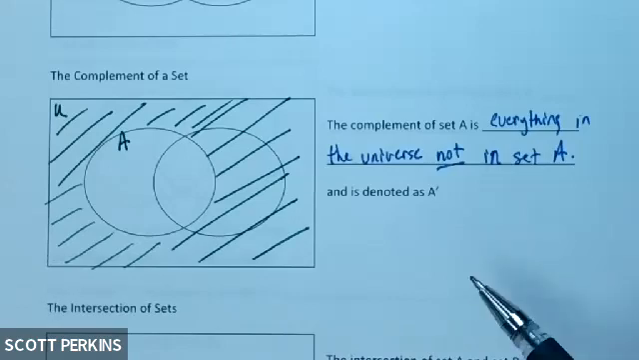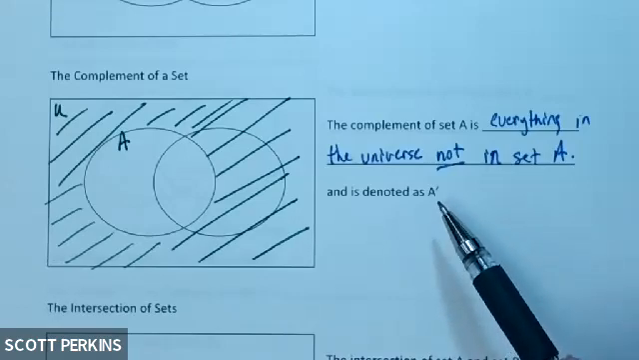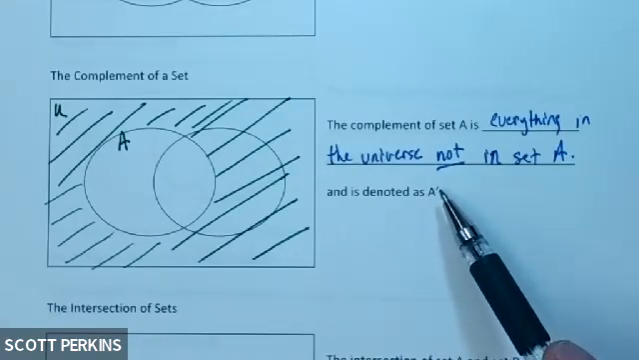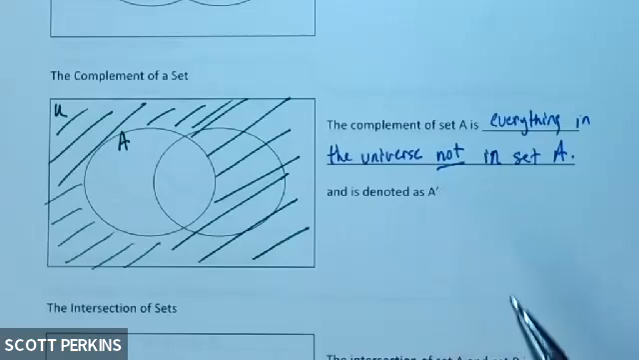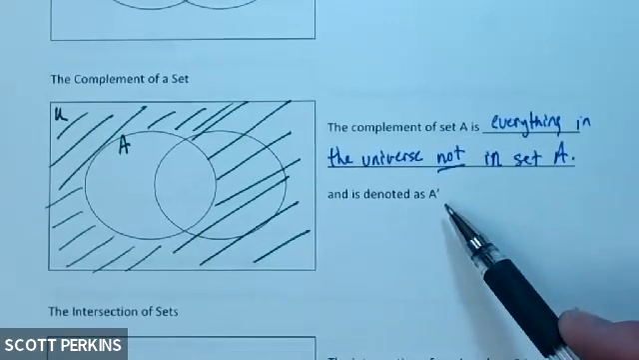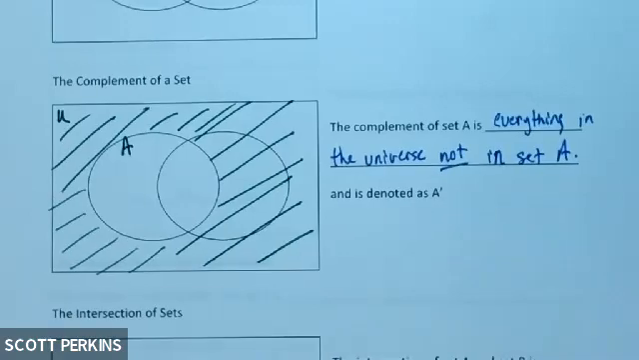So the symbolism for our complement is you'll see whatever set it is, in this case A, and then a little apostrophe. Our book uses an apostrophe, other books use a line over the letter. It really does not matter which one, but we're going to stick with our book's notation. So A apostrophe, that is saying to you, find the complement of A.